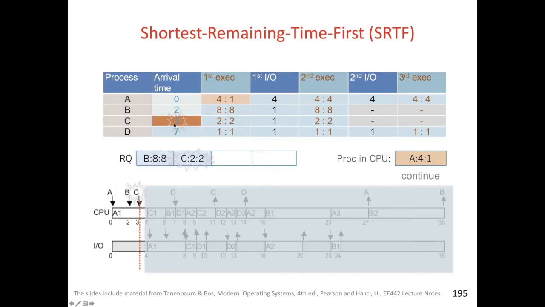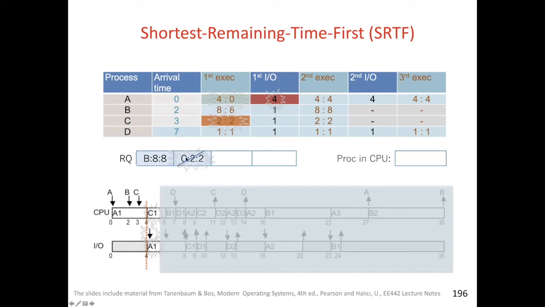At time 3, process C is submitted. Its remaining time is 2. The remaining time for process A is 1, so this is smaller, and it continues its execution. At time 4, process A finishes its first execution and enters the device queue. It starts immediately doing I/O operation.